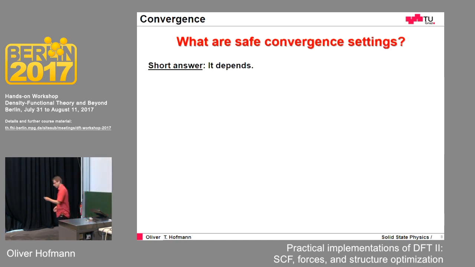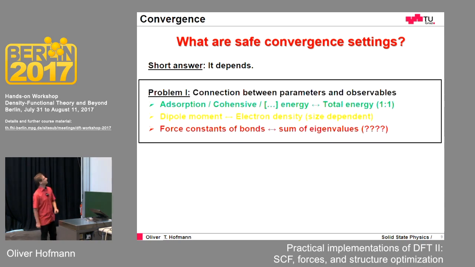So what are safe convergence thresholds usually? The problem is it depends a lot. Okay, Volker just tells me it's automated in Ames now. Maybe he can tell me more about this later. So I'll probably skip about that a little bit.